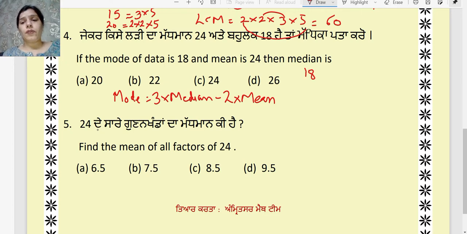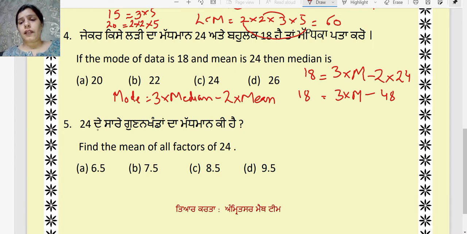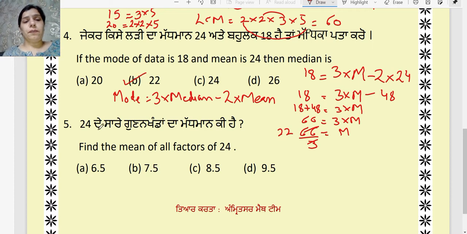मोड अब दिया हुआ है मुझे 18, तो मैंने मोड के नीचे 18 लिख दिया. 3 multiplied by median I have to find. I will put it as m minus 2 multiplied by mean is given as 24. 2 multiplied by 24 gives you 48. 3 multiplied by m, on right hand side 48 is subtracted. When it will go on left hand side it will get added. So 3 multiplied by m, 18 plus 48 is 66. So from here you can find the value of m, that is 66 upon 3, that gives you 22. So my correct answer is option B, that is 22.